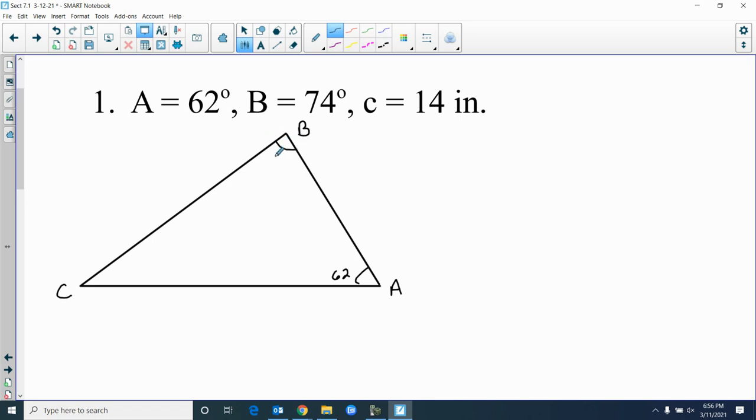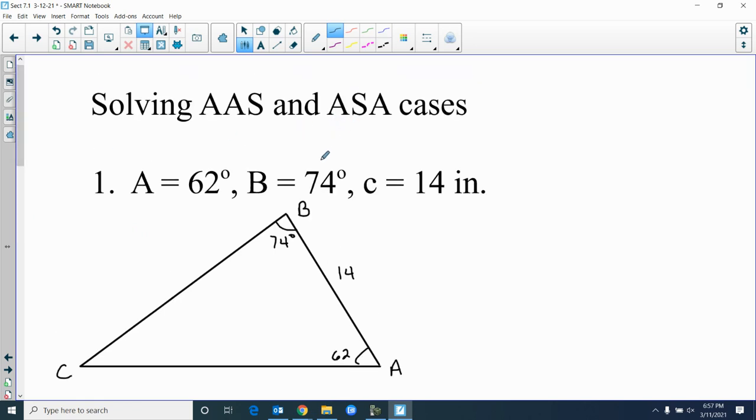B is 74. And now side C has to be across from angle C. That has to be 14. This is what we call an angle-side-angle case. The side is between the two angles that we're given, and it has to be directly between those. So this would be angle-side-angle.